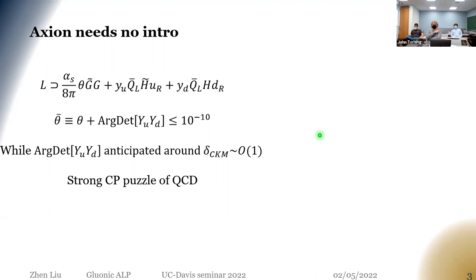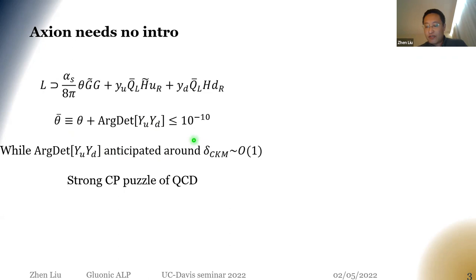In the standard model, we can have this theta G G-dual term, and we also have those Yukawa couplings with CKM with CP angles. At low energy, there's an effective theta angle that is the Lagrangian parameter theta plus the argument of the determinant of the product of those Yukawa couplings. It is constrained by the neutron EDM measurement to be smaller than 10 to the -10, and our measurement continues to improve. We anticipate those couplings to be order one, and the fact that the combination is such a small value generates a puzzle. We call it the strong CP puzzle of QCD.